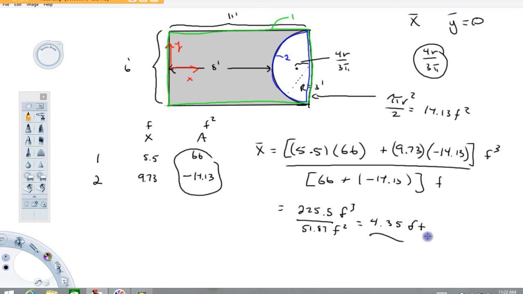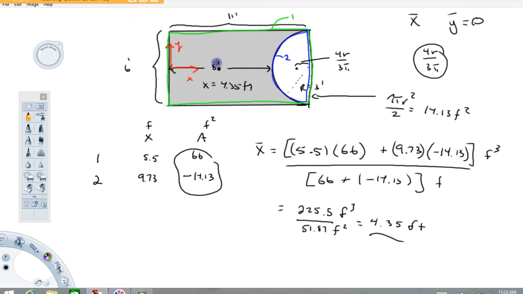Now, does that make sense in our problem? Imagine this were an 11 by 6 rectangle. X bar would definitely be here at 5.5 feet. Subtracting off some of this area would definitely drag that x bar over to the left some. So 4.35 being a reasonable way to the left of 5.5 feet looks pretty good for the problem that we have. That puts x bar maybe right about there, and I'm doing that by eyeball.